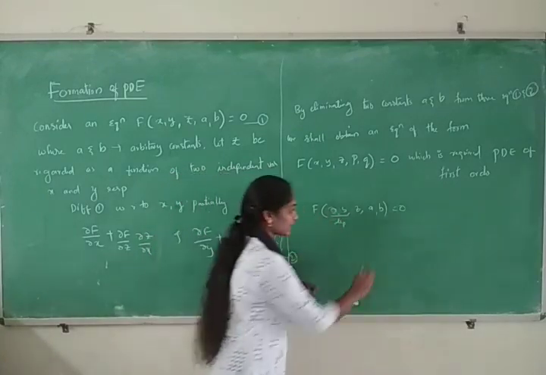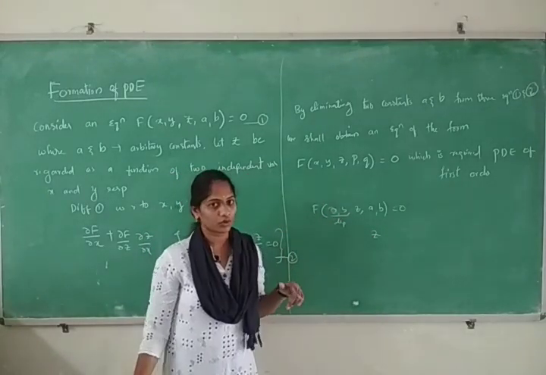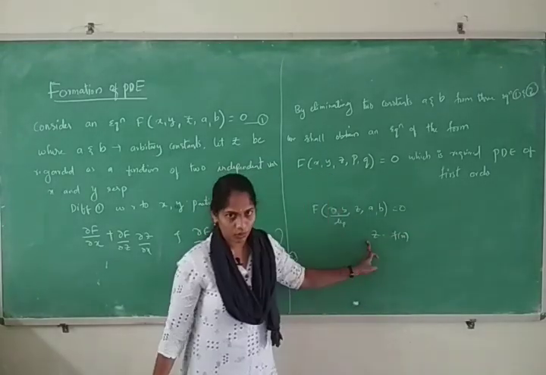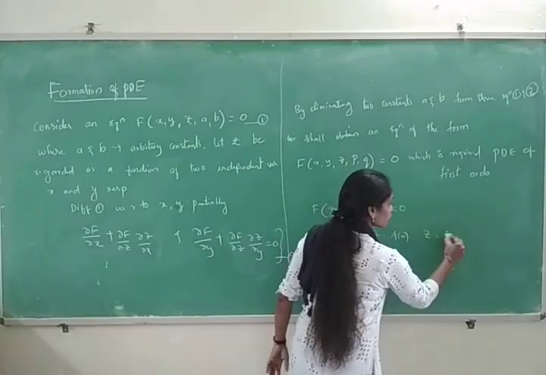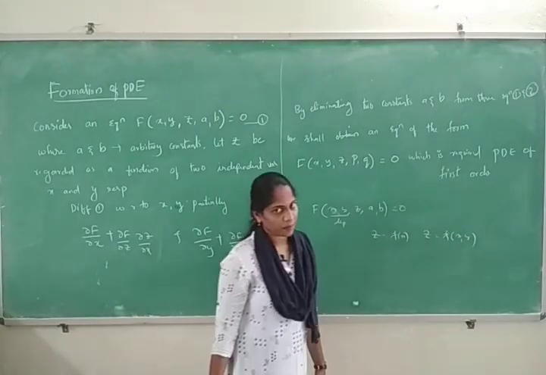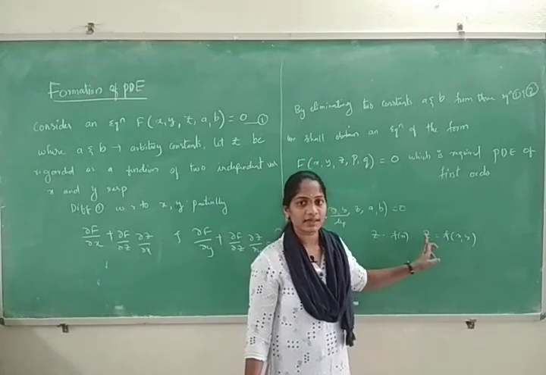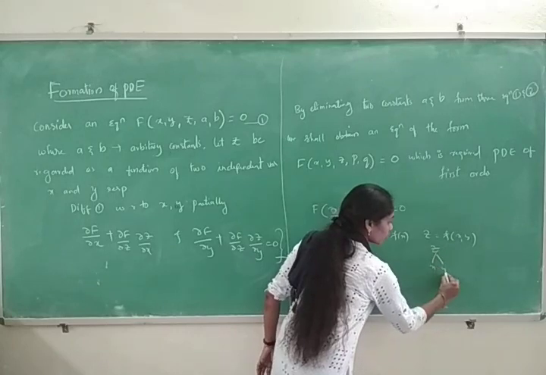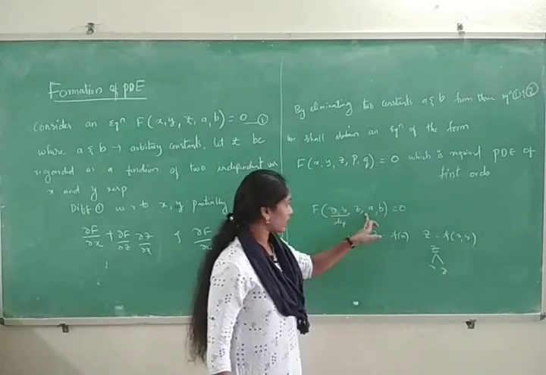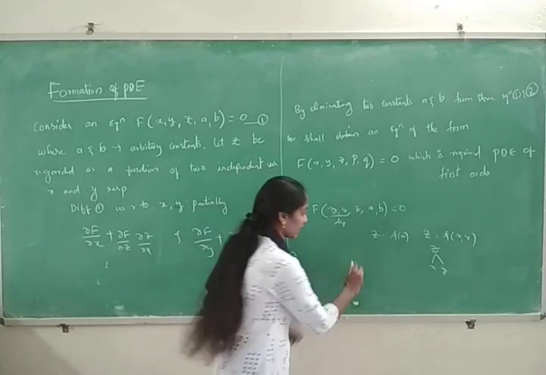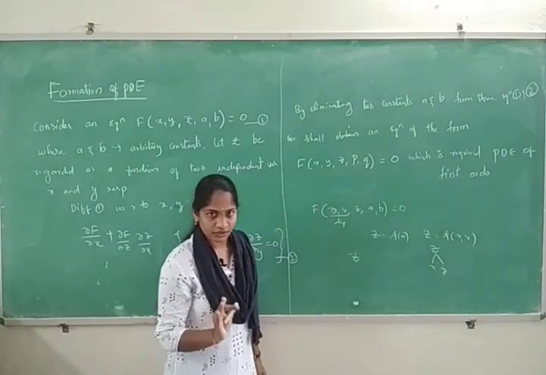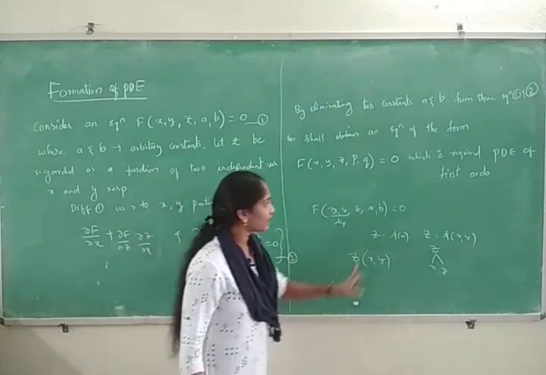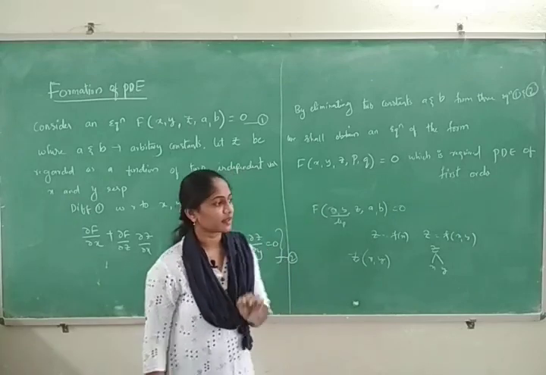You know how yesterday in the previous lecture I told you, if z is a function of one variable, this is known as ODE. If z is a function of two variables, that is PDE. So here, given that z is equal to f of x comma y, z depends on the two variables x comma y. Remember, a comma b are two arbitrary constants.